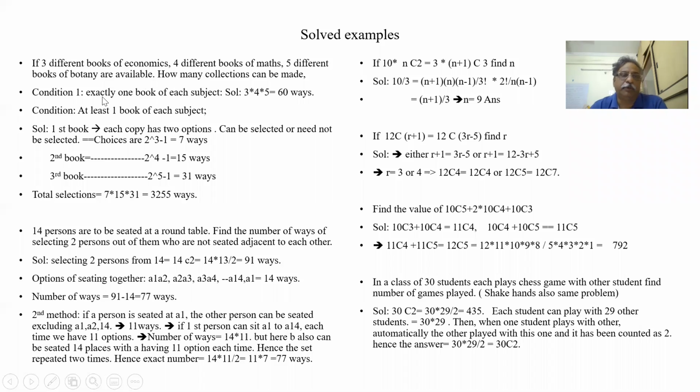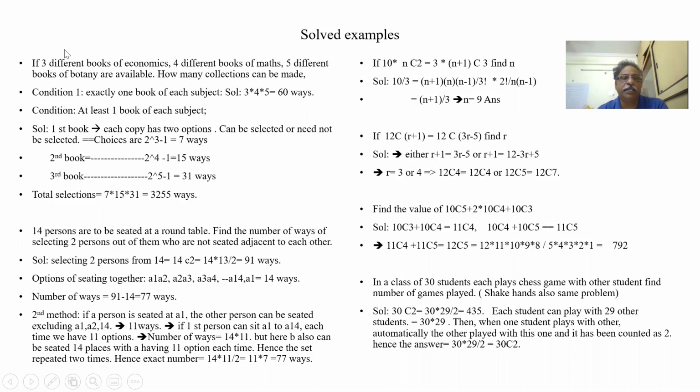Suppose let us see this problem. 3 books of economics, 4 different books of maths, 5 different books of botany are available. They are not of the same kind, they are different books. How many collections can be made if only one book of each subject is selected?